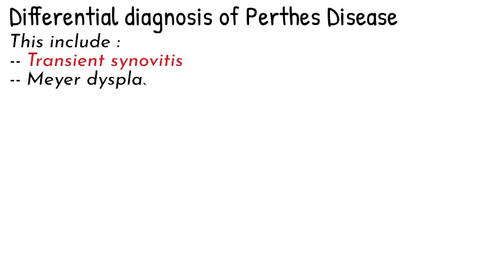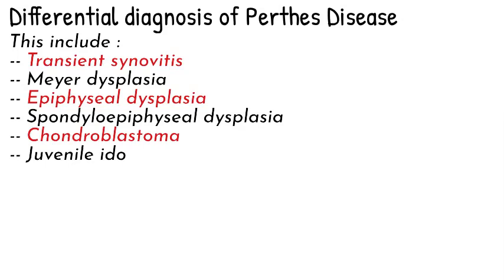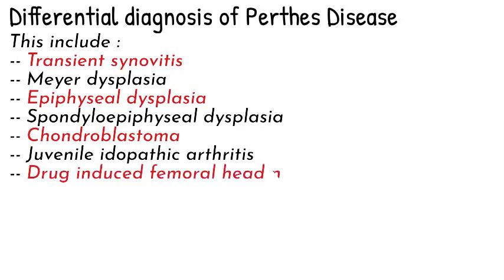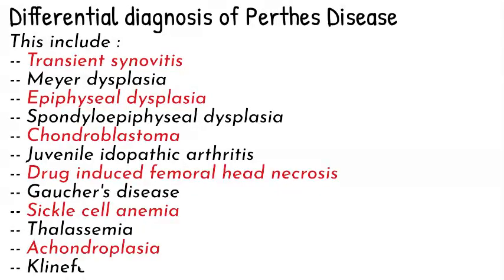The differential diagnosis of Perthes disease. These include transient synovitis, Meyer dysplasia, epiphyseal dysplasia, spondyloepiphyseal dysplasia, chondroblastoma, juvenile idiopathic arthritis, drug-induced femoral head necrosis, Koch's disease, sickle cell anemia, thalassemia, achondroplasia, Klinefelter syndrome.